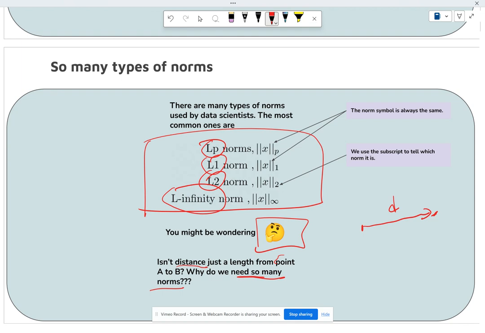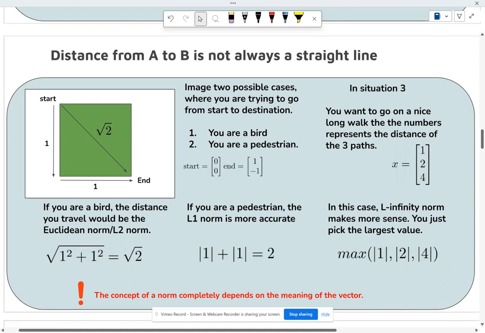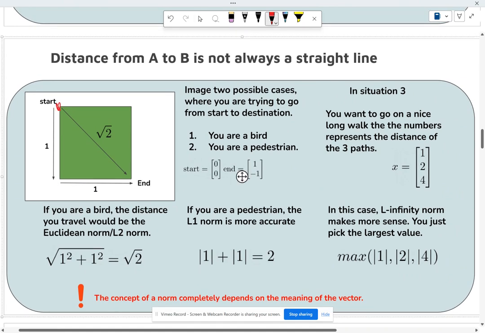And the reason is because of the interpretation of the data. Now, remember, I told you that a vector is only meaningful when we give it some kind of meaning. So if you have a vector that means different things, the concept of distance is actually different. Now, I'll give you an example, okay? So now this is start to finish. So point A to point B, right?